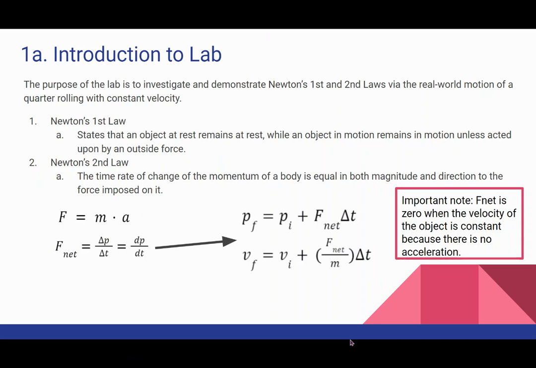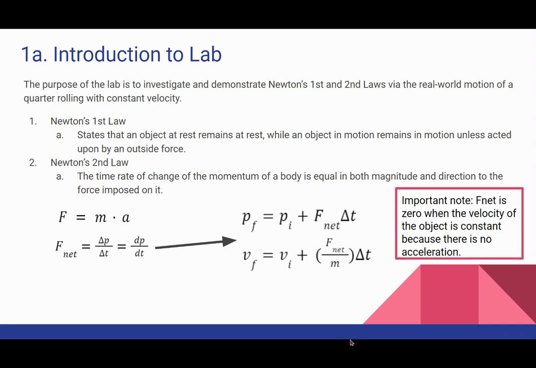Secondly, we must recall Newton's second law. This law states that the time rate of the change of the momentum of a body is equal in both magnitude and direction to the force imposed on it. However, what does this really mean? This means that we can use the momentum update formula derived from the force formula as seen above, because F naught is equal to the change in momentum over time, and subsequently we can find the velocity update formula.